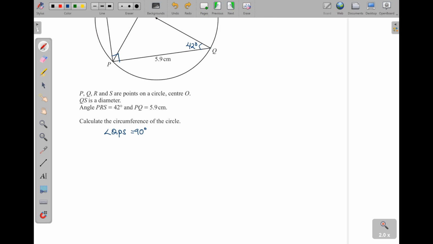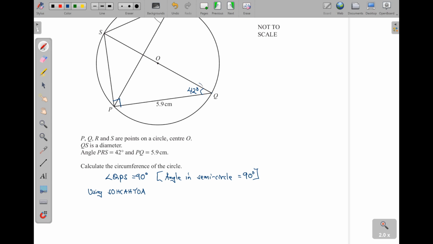And then I will say angle in the semicircle. Angle in the semicircle is always equal to 90 degrees. Then from there, using SOHCAHTOA, we shall have, relative to this angle here, this is the adjacent, this is the hypotenuse. Adjacent and hypotenuse are connected by the cosine.